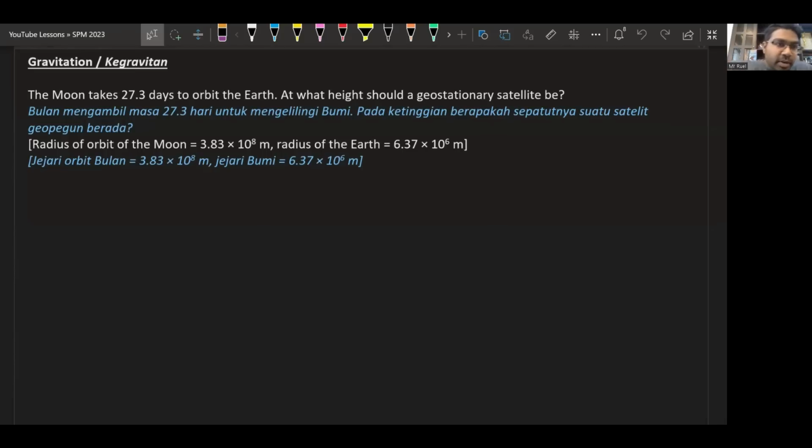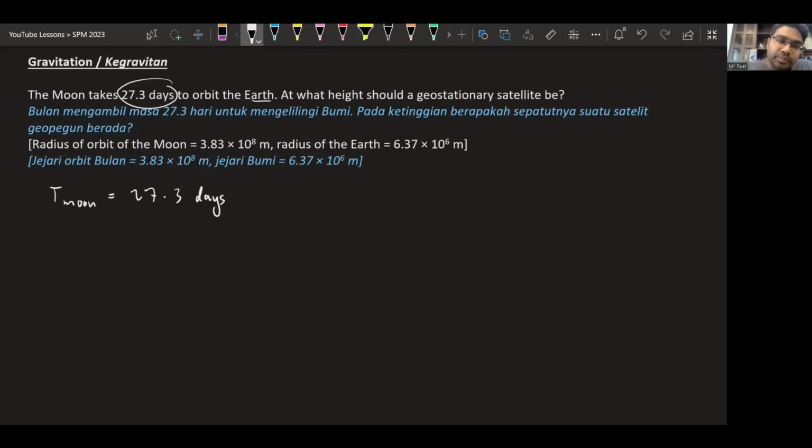All right, so let's get started. First, let's look at gravitation. The moon takes 27.3 days to orbit the Earth. So what we have, we always write down first. This is the orbital period of the moon. So we have T moon, and this is 27.3 days.